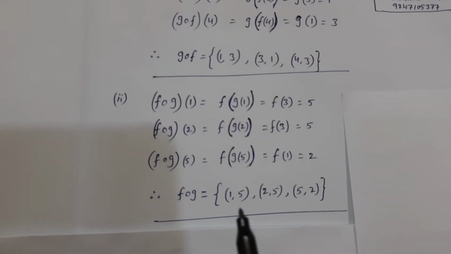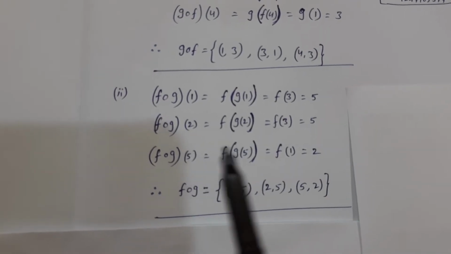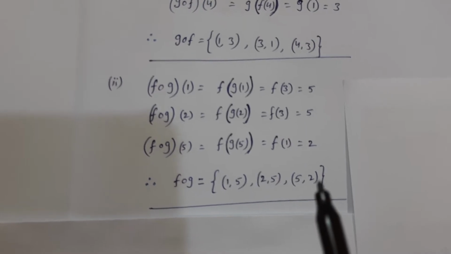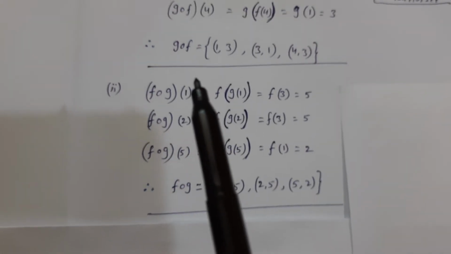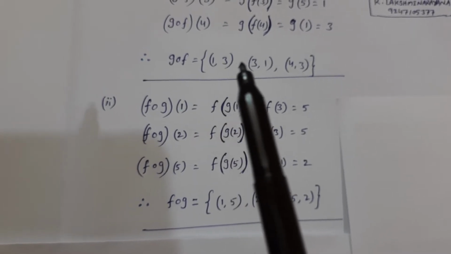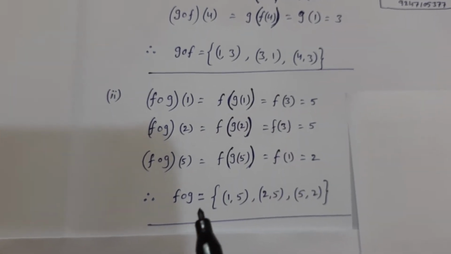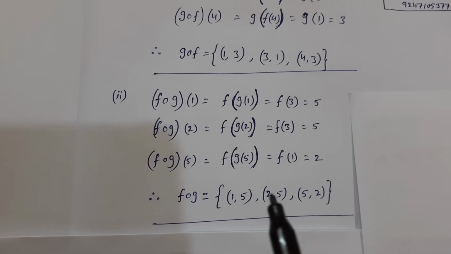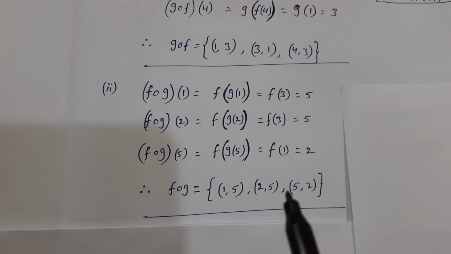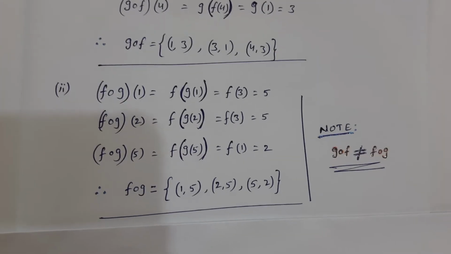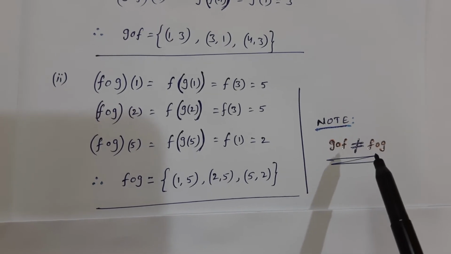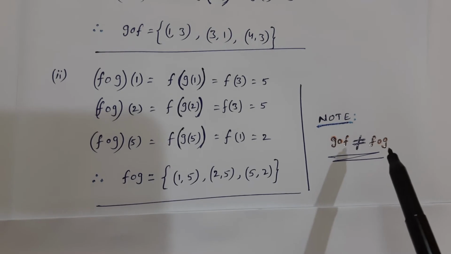Similarly, f circle g equals the set of ordered pairs (1,5), (2,5), (5,2). If we compare g circle f and f circle g, g circle f is (1,3), (3,1), (4,3), and f circle g is (1,5), (2,5), (5,2). From these two, g circle f is not equal to f circle g. Therefore, in general g circle f is not equal to f circle g, except when f equals g.